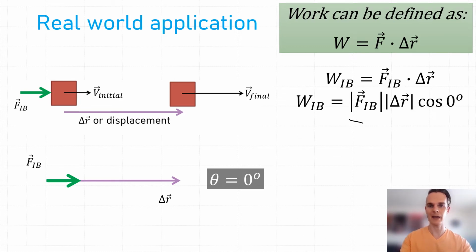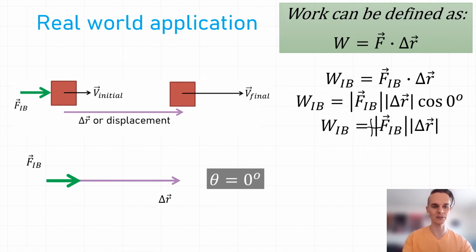So we have the magnitude of the force vector multiplied by the magnitude of the displacement vector multiplied by cosine of 0 degrees. So what is cosine of 0 degrees going to be? It's going to be equal to positive 1. So let me just sketch in a positive right there. So the work that Ian does on the box is going to be equal to positive 1 multiplied by the magnitude of the force vector multiplied by the magnitude of the displacement vector.